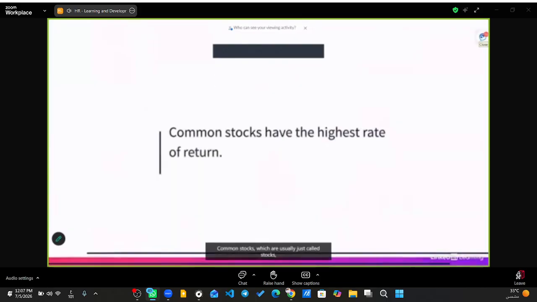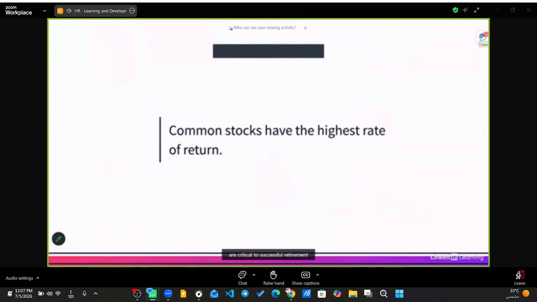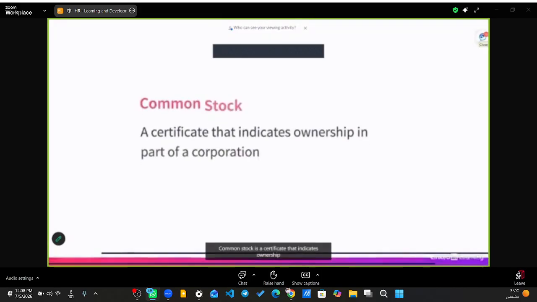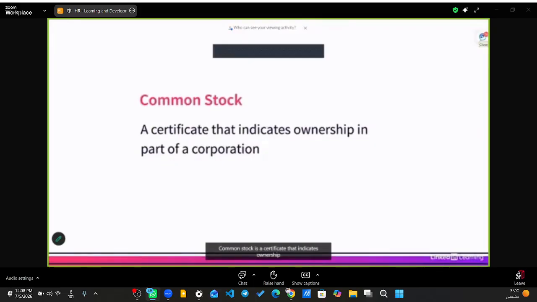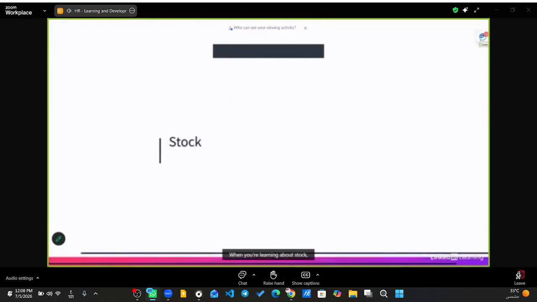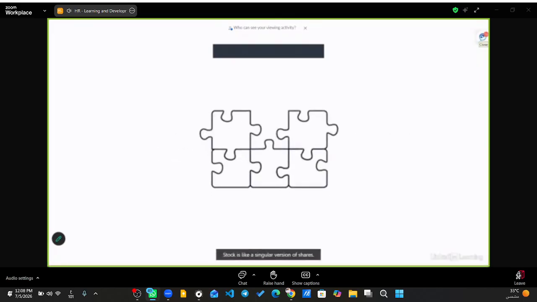Common stocks, which are usually just called stocks, are critical to successful retirement because they have by far the highest rate of return compared with any other option out there over the last century. Common stock is a certificate that indicates ownership in part of a corporation. When you're learning about stock, you should know that the word stock can be used in different ways. Stock is like a singular version of shares. Shares are pieces of the company.